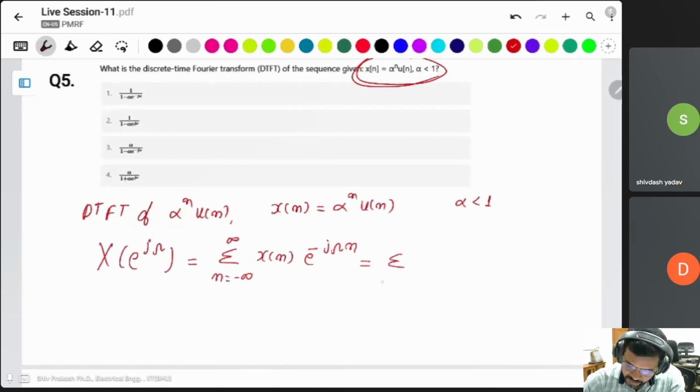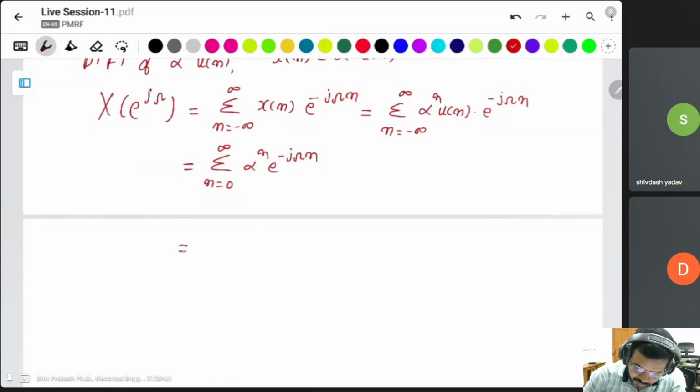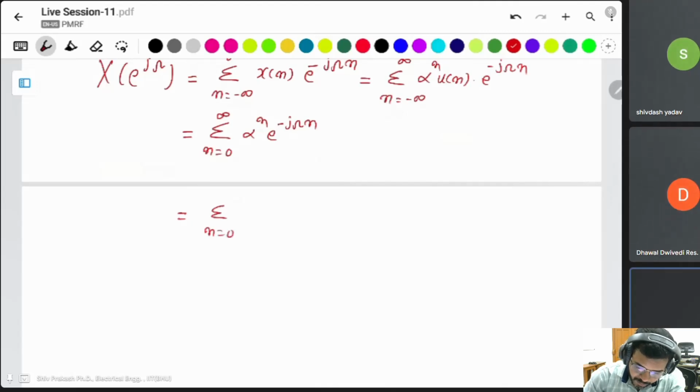This will be the summation of n equal to minus infinity to plus infinity, where xn is alpha power of n un, and e to the power of minus j omega n. There is the function un, the step response. You know about this one. The limit of the summation will change from 0 to infinity. Then this will be the summation n equal to 0 to infinity of alpha power of n e to the power of minus j omega n. We can take n as a common power, so we get the summation n equal to 0 to infinity of (alpha e to the power of minus j omega) whole to the power of n.